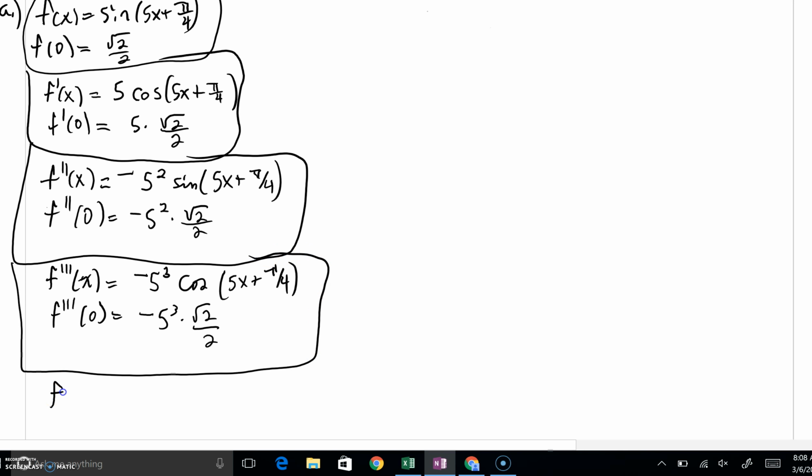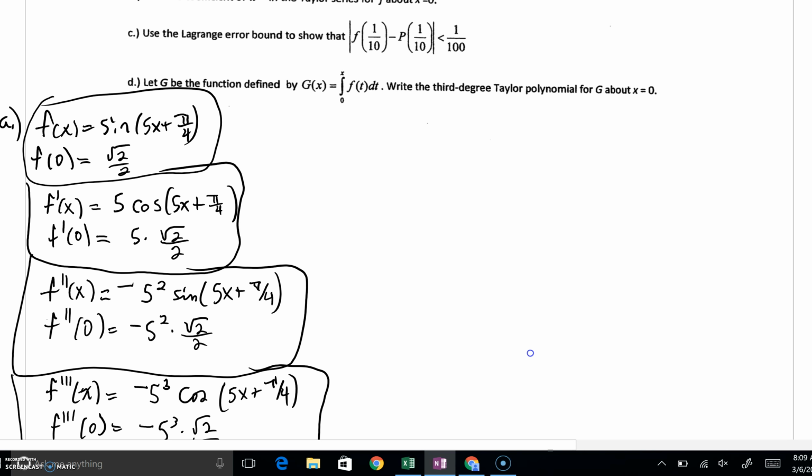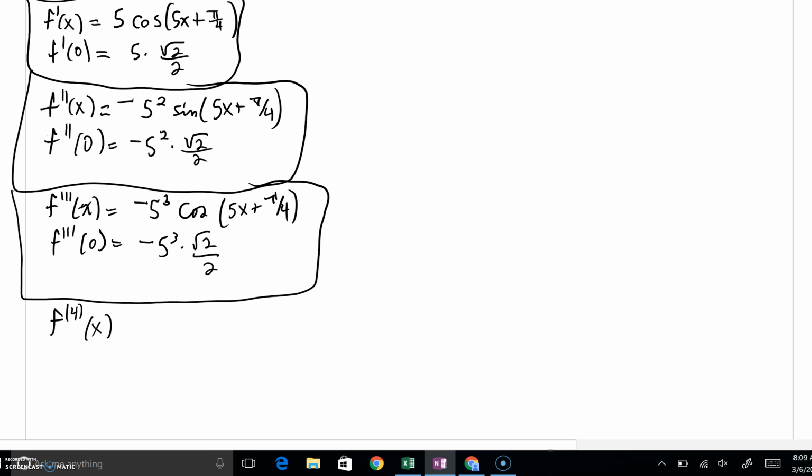Now it's very tempting to stop here, but if we read ahead a little bit, you can see at the top of the screen it says use the Lagrange error bound on this polynomial. We're going to try to measure error.